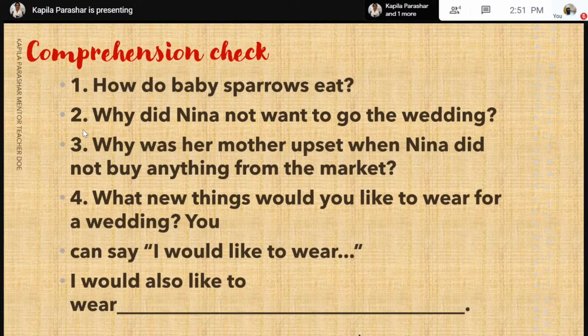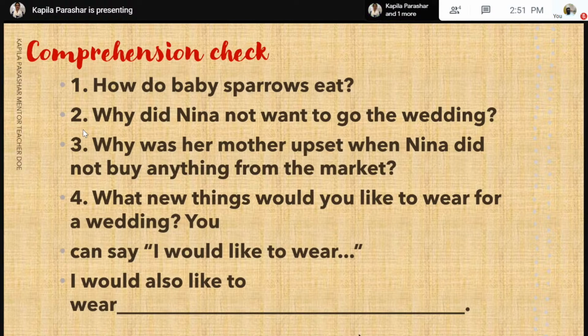And the second question is, why did Nina not want to go to the wedding? Children who have listened to or read the story well would be able to answer it. The third question could be, why was her mother upset when Nina did not buy anything from the market? Because the mother was giving her so many choices. She was very flexible in what Nina could choose in the market. So when Nina did not choose anything, she got upset, and children would explain why she was upset.